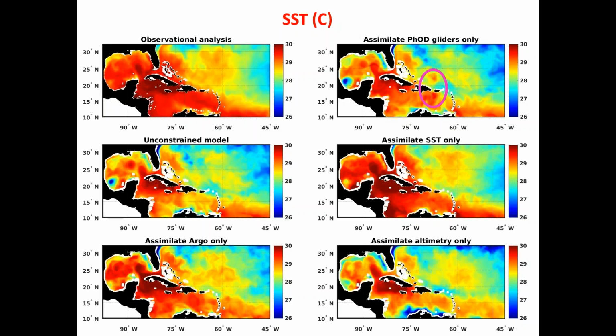In terms of SST, again, similar: the unconstrained model is too cold compared to the observational analysis, and this is from Remote Sensing Systems SST. And again, you see the PHOD gliders correcting regionally. When you're looking at SST, simulating SST gives you an almost perfect model, but don't look under the surface.